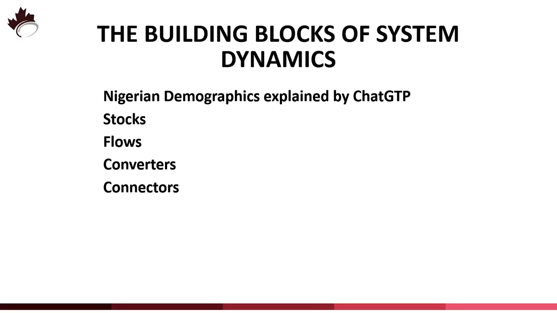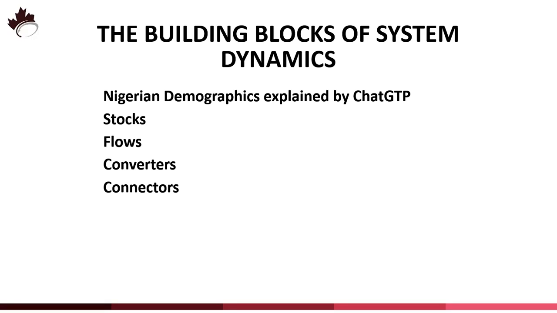Stocks in a demographic model of Nigeria might represent the population of different groups, the number of births and deaths, and the number of migrants entering and leaving the country. These stocks are components of a system dynamics model that accumulate or deplete over time. Flows in the demographics model of Nigeria might represent the rate of births, deaths, and migration in and out of the country. These flows are components in the system dynamics model that influence the rate of change in the stocks.